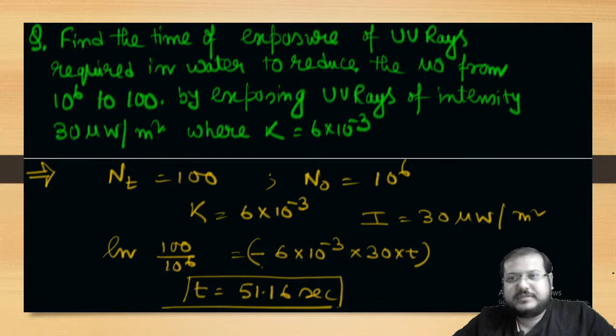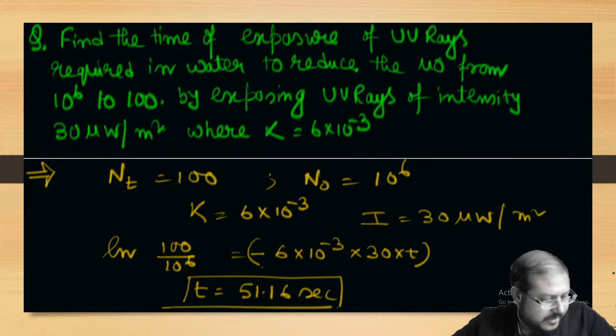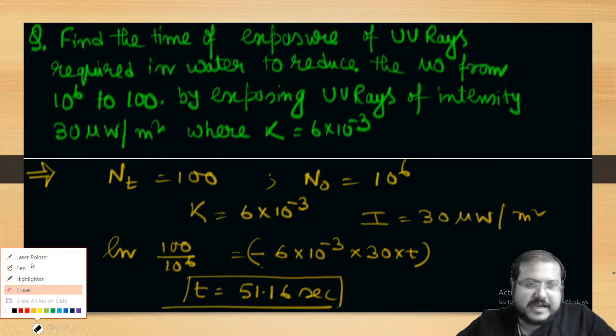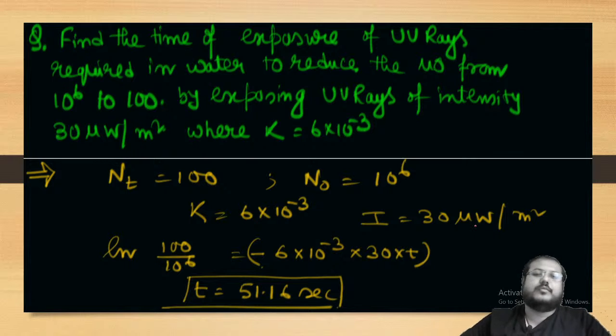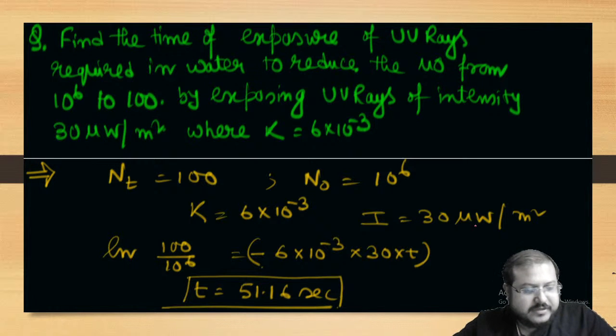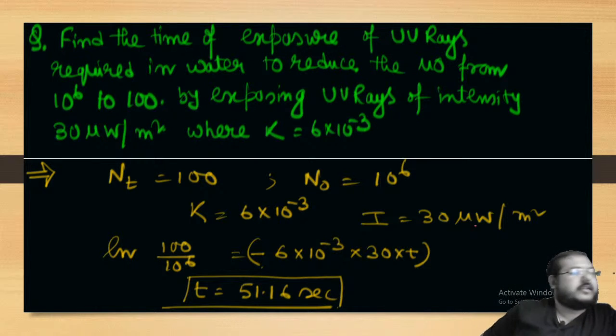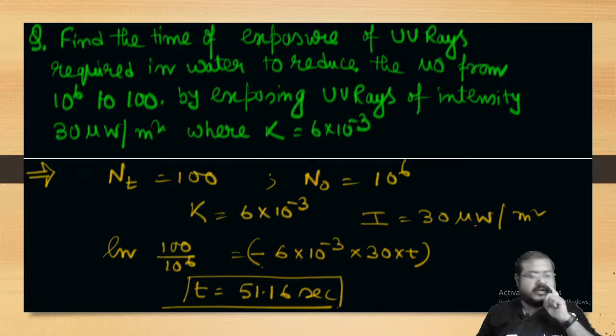Why am I showing you this particular problem? Because from 10 to the power 6 to 100, it is done within a minute, in 51.16 seconds. It's not a matter of joke. With almost 9 seconds left, it is reducing the count from 1 million to 100.